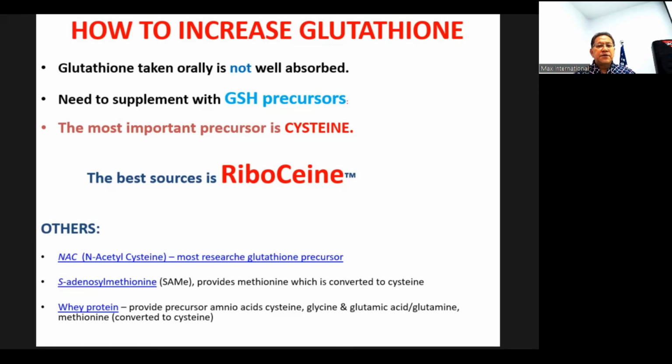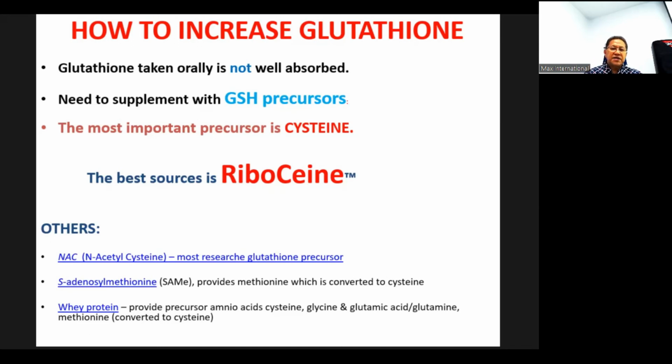So the way to increase glutathione is to take supplements which contain the glutathione precursors, not supplements that contain glutathione, because just like the glutathione in food, glutathione in supplements also gets digested. Remember, the correct way, the logical way to increase your glutathione is to take glutathione precursors, which are the building blocks of glutathione, so that your body, your cells can manufacture the glutathione.